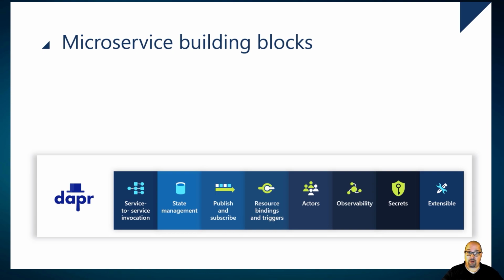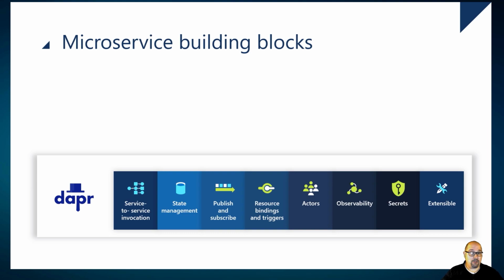We have publish and subscribe. This is publish and subscribe as we know as a pattern, so we can use it to build loosely coupled messaging within our application. There are resource bindings and triggers. This is also a way to integrate with all kinds of systems. We have an actor model implementation for Dapr, and basically it's a virtual actor model, but you can build actors with that. There's a lot of stuff around observability in there, so you can monitor your services and have end-to-end tracing and stuff like that to make sure that you know what goes on inside your application.